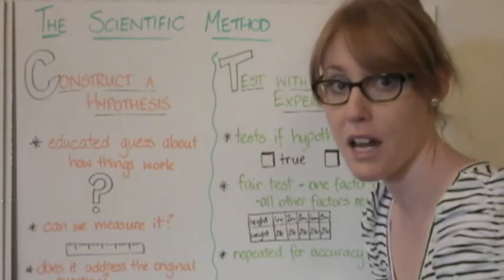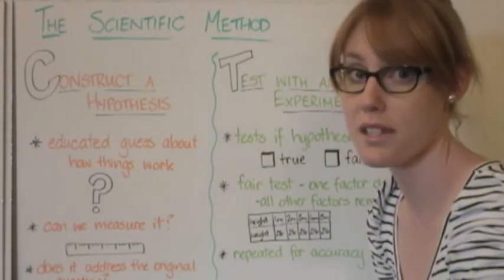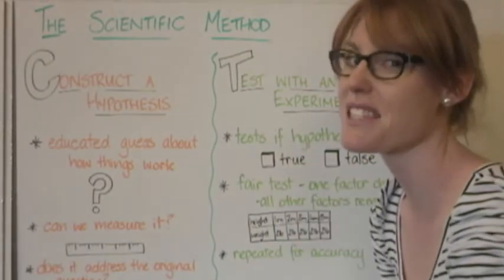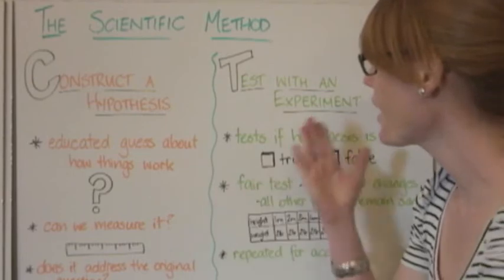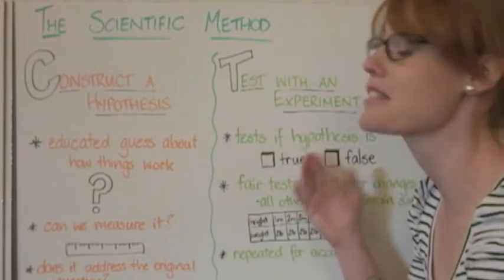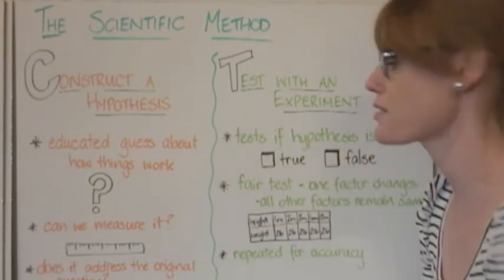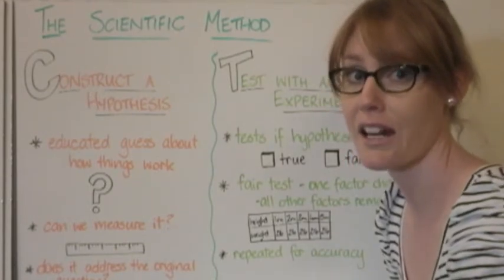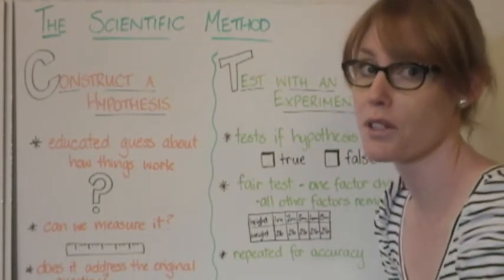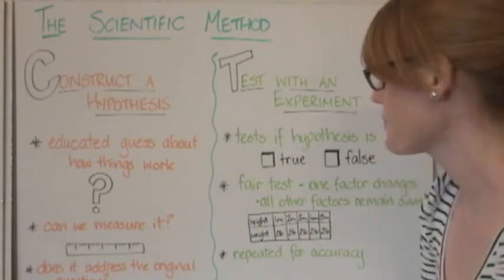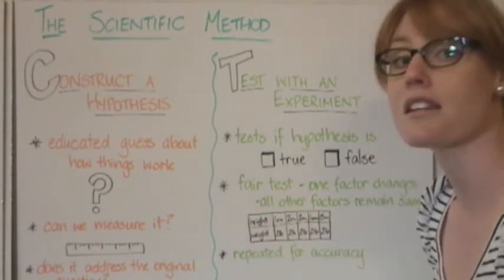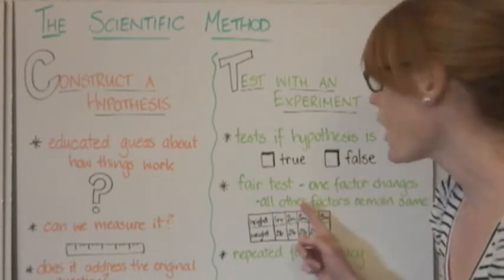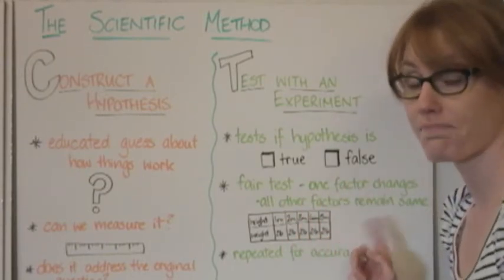Once we've constructed our hypothesis, we can move on to the fourth step of the scientific method, which is test with an experiment. This is the fun part. Our experiment tests if the hypothesis is true or false. When we're doing an experiment and testing our hypothesis, we need to make sure that we're running a fair test. A fair test is a test where one factor changes and all other factors remain the same.